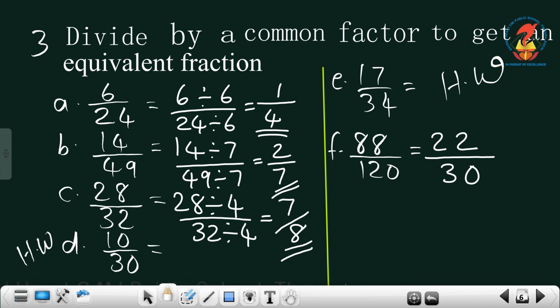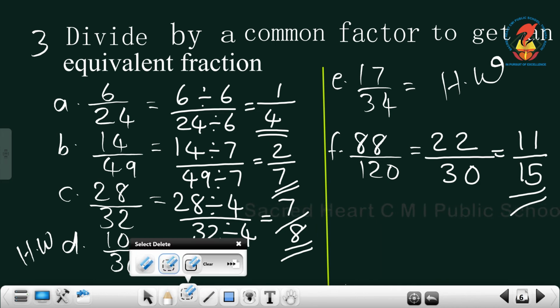And this one, right? 22 by 30. Again we can divide by any number. Any common factor? 2. 2 11s are 22. Then 2 15s are 30, right? And which one is the common factor that we can divide by 4, right? 4 is the common factor, right?